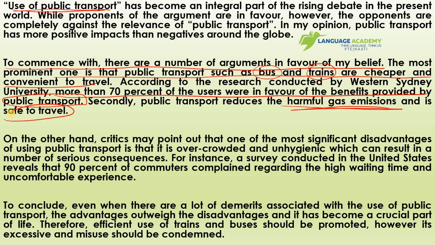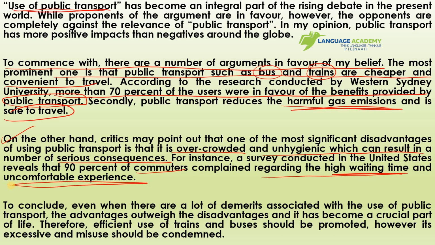Let's come on to paragraph number 3. On the other hand, this is the side where we'll discuss the disadvantages. On the other hand, critics may point out that one of the most significant disadvantages of using public transport is that it is sometimes overcrowded and unhygienic, which can result in a number of serious consequences, or you can write serious problems as well. For instance, a survey conducted in the United States revealed that more than 90% of the commuters, meaning people traveling, complained regarding the high or increased waiting time and uncomfortable experience.